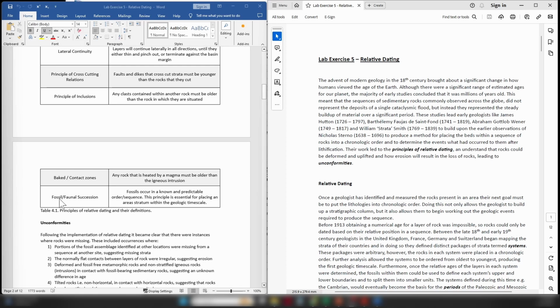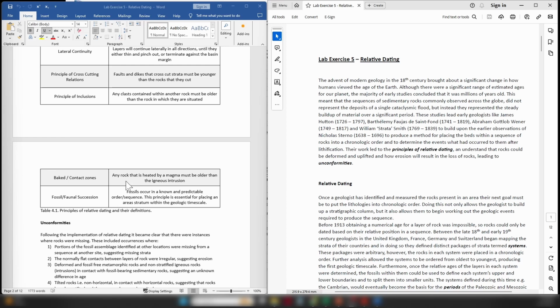Then we have the principle of baked zones or contact zones. And that simply says that when you have magma intruding a sequence of rocks, the heat from that magma will cause the rocks along the edge of the body of magma to become baked. It will heat them. And this will lead to contact metamorphism, and it will lead to the rocks changing. And so this process of baking the rocks, heating the rocks due to the magma entering, tells you quite clearly that the magma must have entered the sequence after the layers of rock had formed.